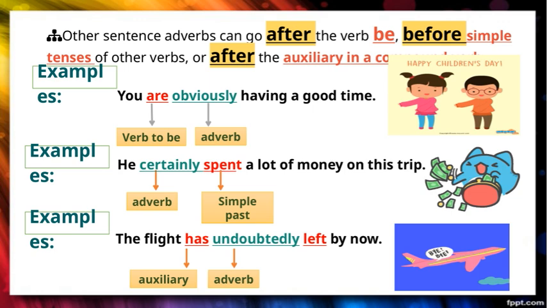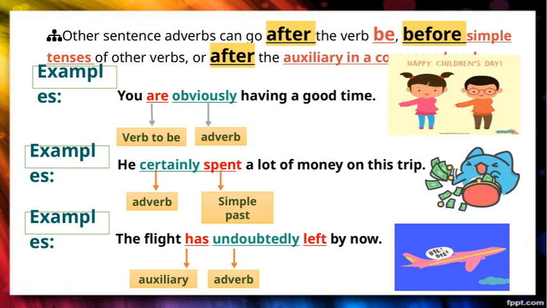Similarly, in "He certainly spent a lot of money on this trip," the adverb "certainly" comes before the main verb to reinforce the certainty of his spending. It's important to note that other sentence adverbs can appear in different positions depending on the structure. They can go after the verb be, before the simple tense of other verbs, or after the auxiliary in a compound verb. For example, in "You are obviously having a good time," the adverb "obviously" is placed after "are," which is the verb be.